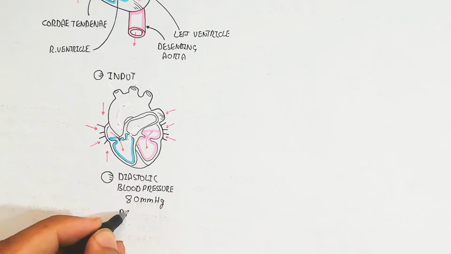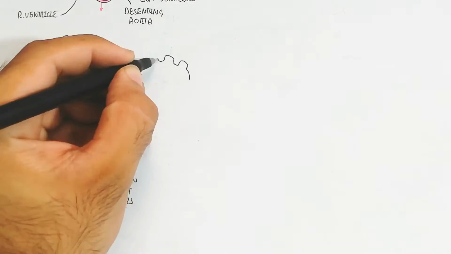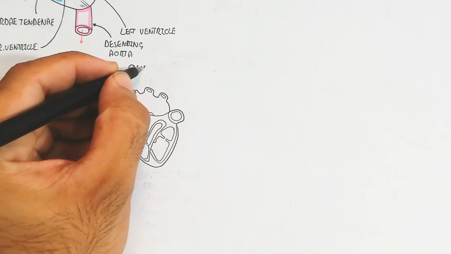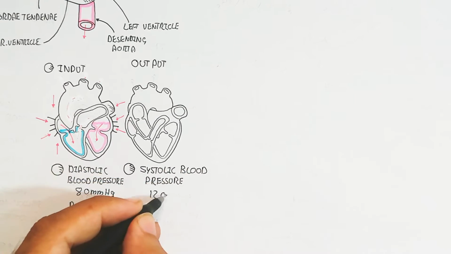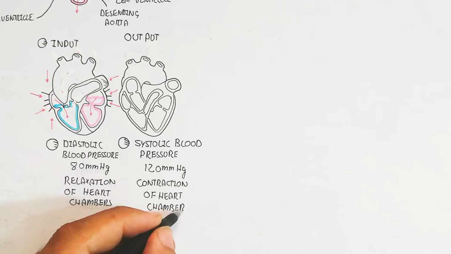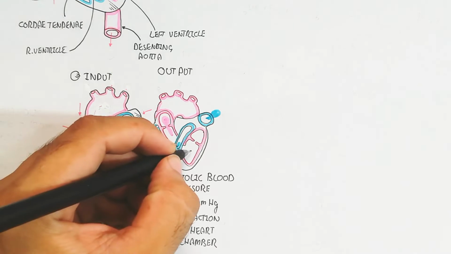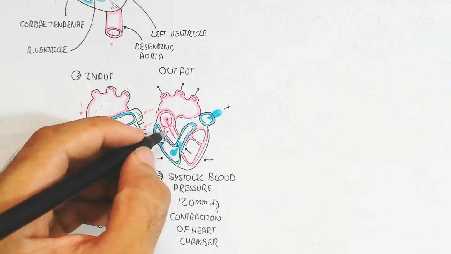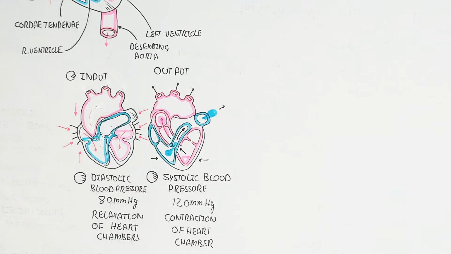On the other hand, when the relaxation of the heart chamber occurs, the right and left ventricle fill completely with blood, and the output is due to the systolic blood pressure. Systolic blood pressure means the contraction of the heart chamber, and that is why it is equal to 120 millimeters of mercury. But remember one more important thing: complete ejection of blood will not occur due to the constriction; then again in the diastolic phase it fills again to eject. I hope this makes sense.